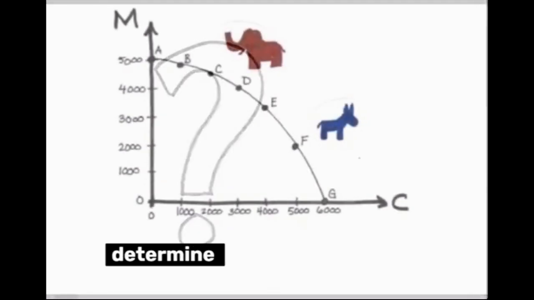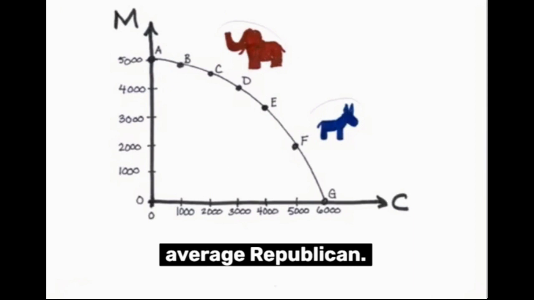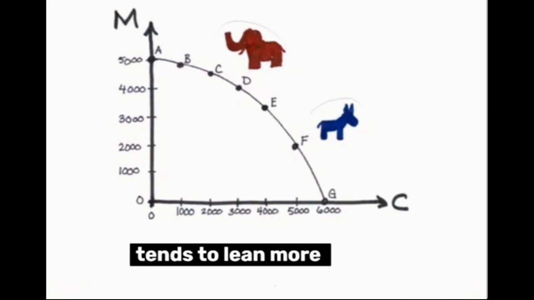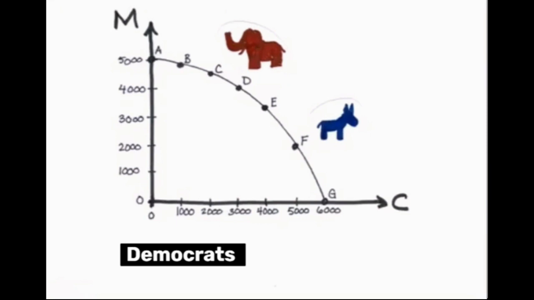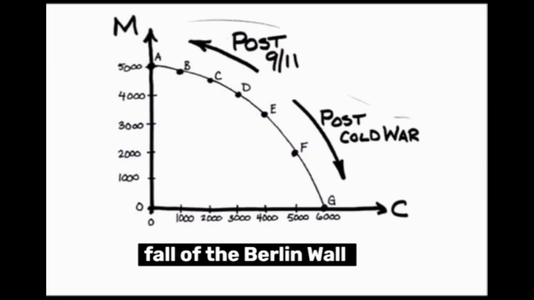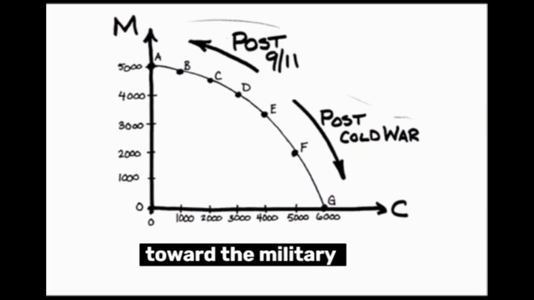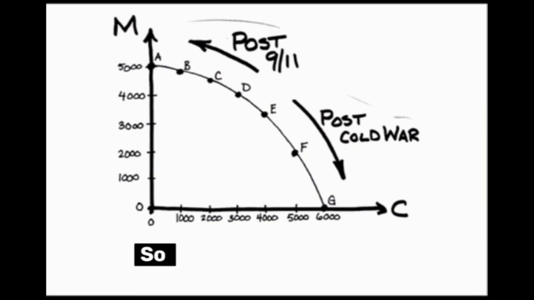Political ideology could determine where the President would pick. Your typical or average Republican, if there is such a thing, tends to lean more toward military. This is classic Reagan behavior. Democrats are often viewed as spenders, more on social programs closer to the civilian axis. Could be world events. In the early 1990s, after the fall of the Berlin Wall and the Soviet Union, we moved away from the military axis. But after 9/11, we moved toward the military axis.